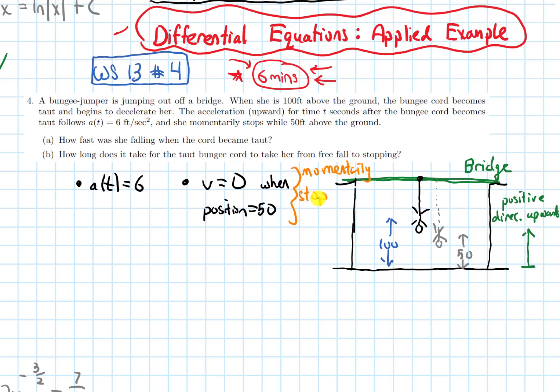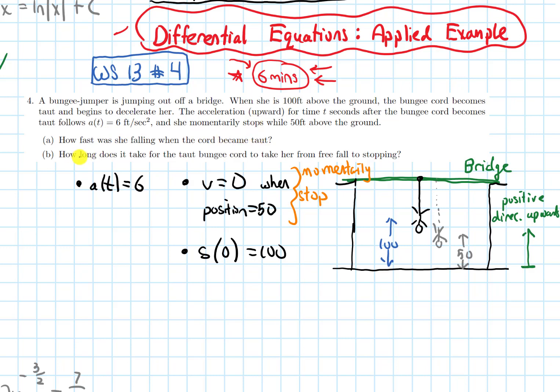One other piece of info that we know is their position at the instant when the cord becomes taut. If I call their position function s, or maybe h, I know s of 0 is 100, because the time is measured starting when the bungee cord becomes taut. They're 100 feet above the ground. So those are the things that we know. Then the question is asking how fast was she falling when the cord becomes taut.